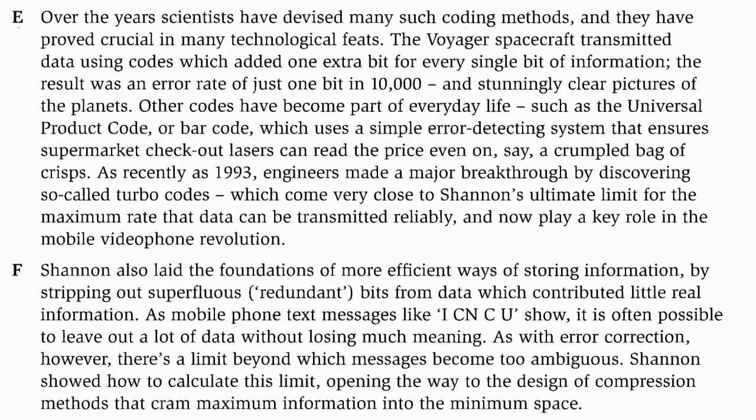And over the years, scientists have devised many such coding methods, and they have proved crucial in many technology fields. The Voyager spacecraft transmitted data using codes which added an extra bit for every single bit of information. The result was an error rate of just 1 bit in 10,000 and stunningly clear pictures of the planets. Other codes have become part of everyday life, such as the Universal Product Code, or bar code, which uses a simple error-detecting system that ensures supermarket checkout lasers can read the price even on, say, a crumpled bag of crisps.